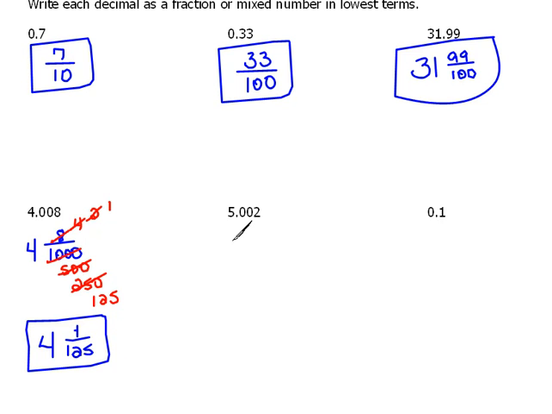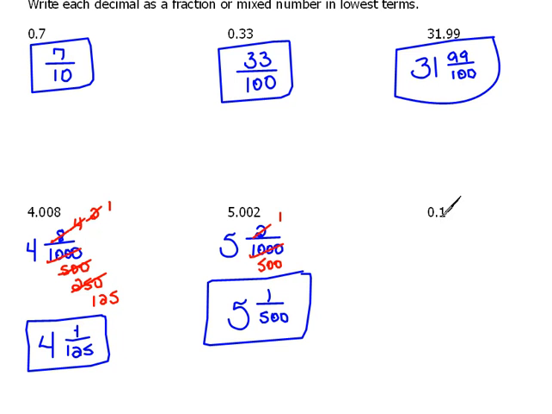Here we have 5 and 2 thousandths, 2 over 1,000. Now again, we need to reduce that down. 2 will go into 2 one time. 2 goes into 1,000 500 times. So in proper reduced form, this would be 5 and 1 over 500.